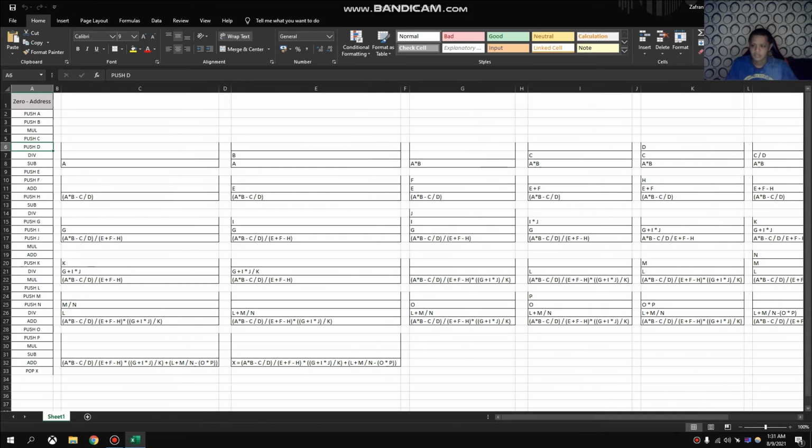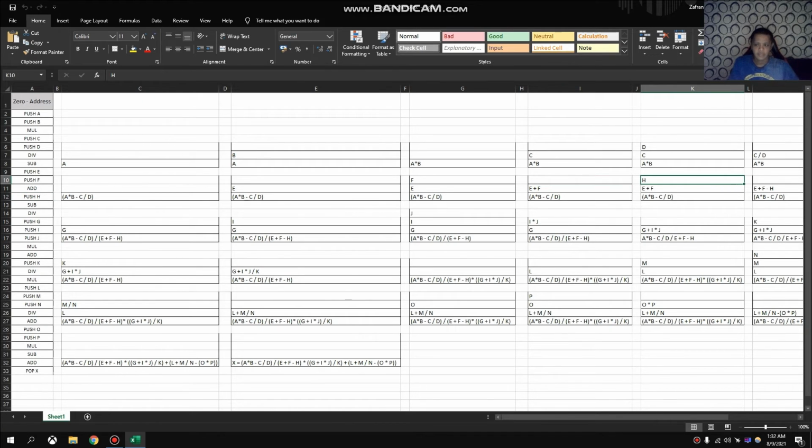For the next step, after we divide them, we do SUB, which means to subtract the entity of A multiply B and C divide with D. Then we can proceed with the next step. The next step is we push E, and then we push the next one, which is F, and we continue with the operation here, which is ADD, so E plus F.